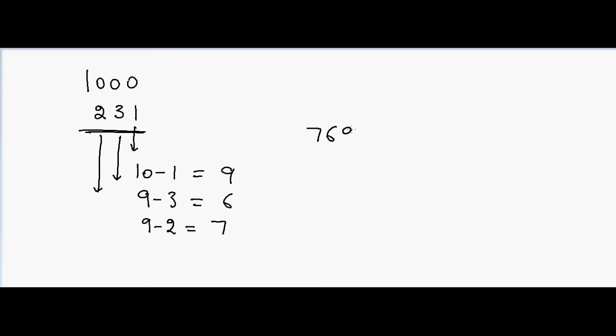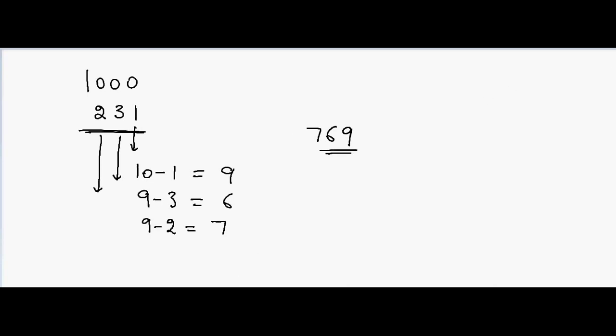In that case, what I'll do is first I'll take the first number and subtract it from 10. So 10 minus 1 is 9. Then I'll take the second number and subtract it from 9. That will be 6. And then I'll take the third number and also subtract it from 9, equal to 7. So my answer will be equal to 769.